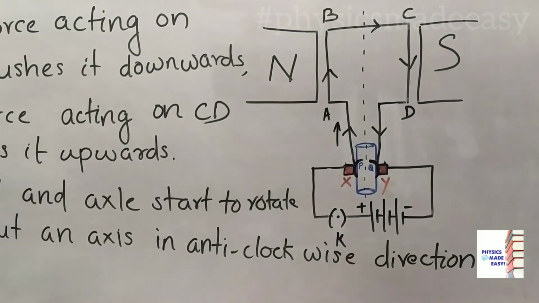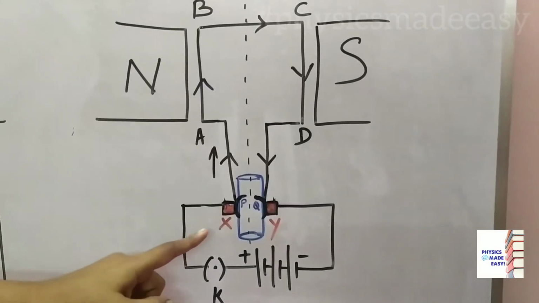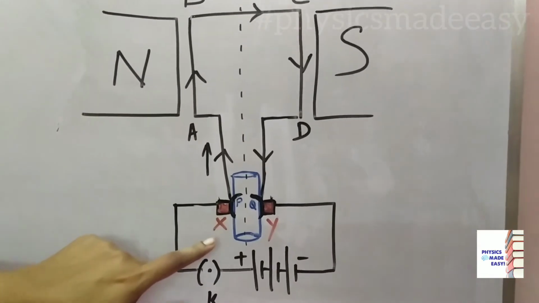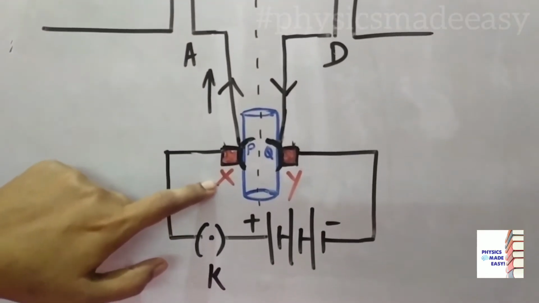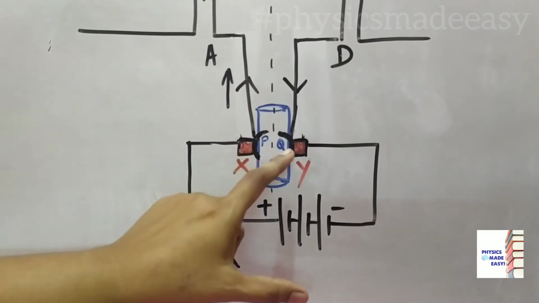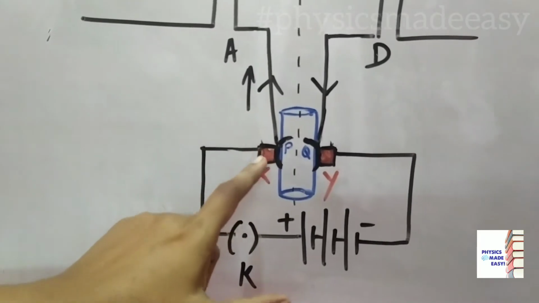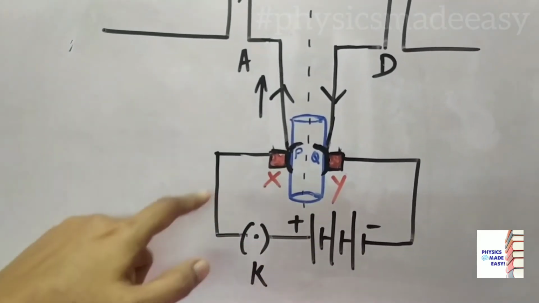Now half of the rotation is over. Then what will happen? Let us see. Listen children, I told you these two conducting brushes X and Y are not fixed with this P and Q. Okay, but they are in contact with this P. These two are conducting, that's why the current can pass through this.